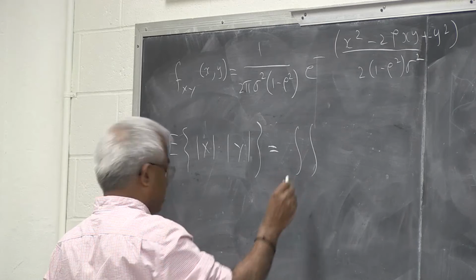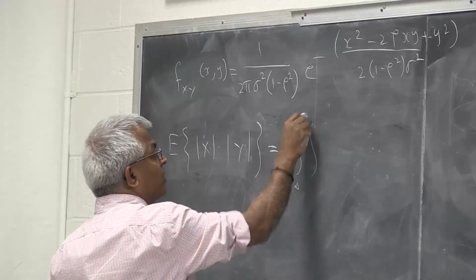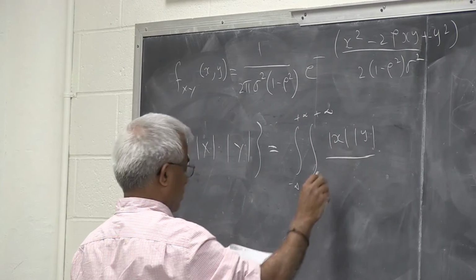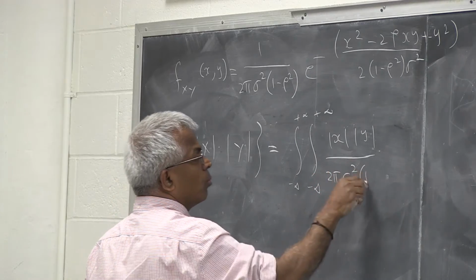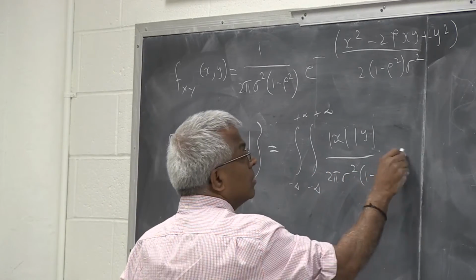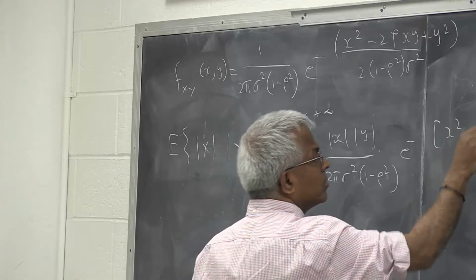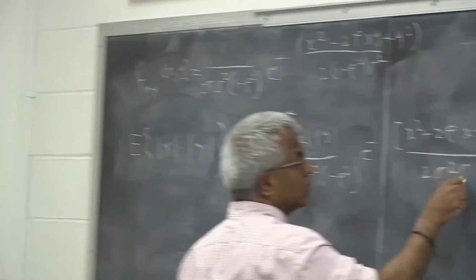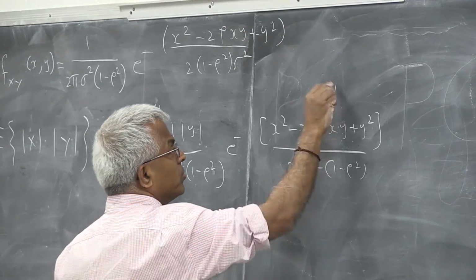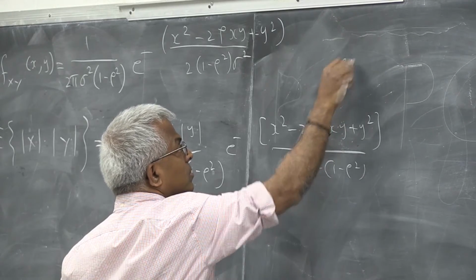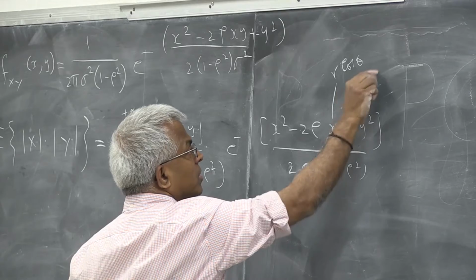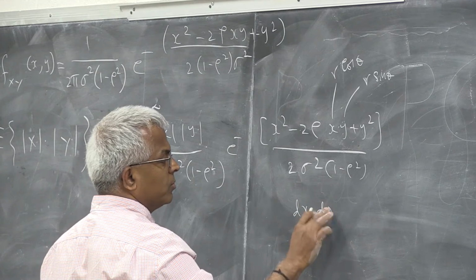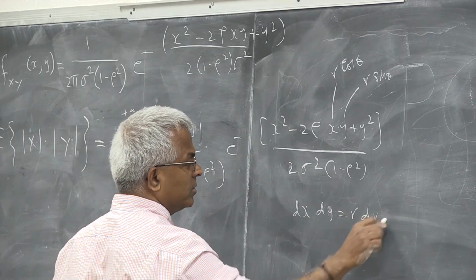So this is by definition now the integral from minus infinity to plus infinity, minus infinity to plus infinity, of x, y, over 2 pi sigma squared square root of 1 minus rho squared, e raised to minus that exponent. So let me substitute x equal to r cos theta and y equal to r sin theta. This is a change of variables. So dx dy will be, of course, r dr d theta.